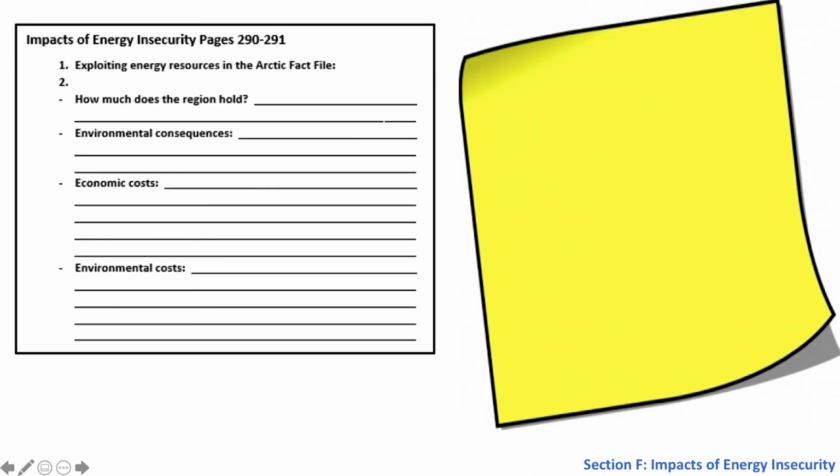Okay, so here we're looking at the impacts of energy insecurity from pages 290 to 291 in the Caboodle book. And it talks about exploiting energy resources in the Arctic. This is a fact file. So you need to read the information about the Arctic and then answer these questions.